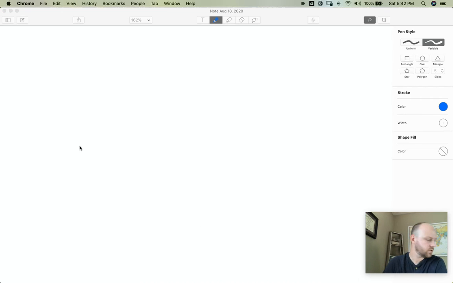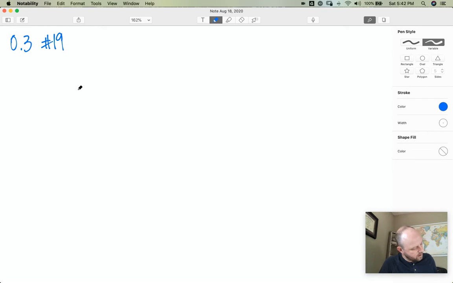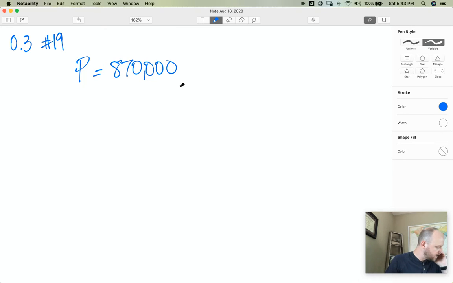All right, we're going to try 0.3. Let's take a look at 19 and then maybe 20 as well. So for 19, the population of the Knoxville metropolitan area is approximately 870,000, and it grows at an increasing rate of 0.9% each year.